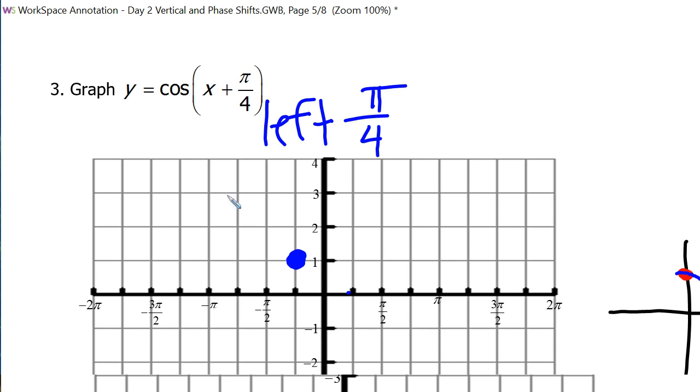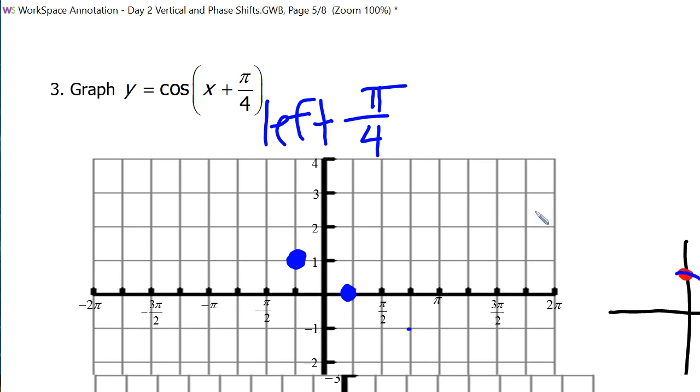Right here, pi over 4, 0. Instead of being at pi over 2, 0, it moves to the left pi over 4 units, so it's at pi over 4, 0. And this point down here is normally at pi, but if I move it to the left pi over 4 units, where would that be? 3 pi over 4, and that y value at the bottom is -1.